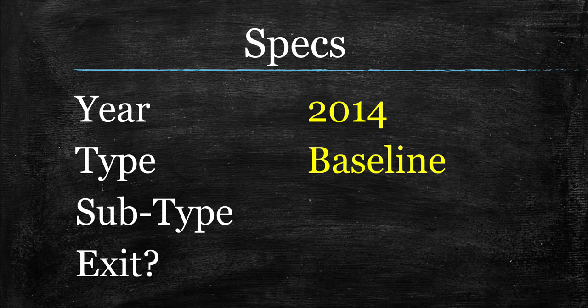Now the subtype is not a color change or anything like that. It's just a baseline. And then as far as exits go, you know 90 some odd percent of the time I do not like baselines for exits. This is no exception. So let's go ahead and take a look at the Generalized Double EMA.